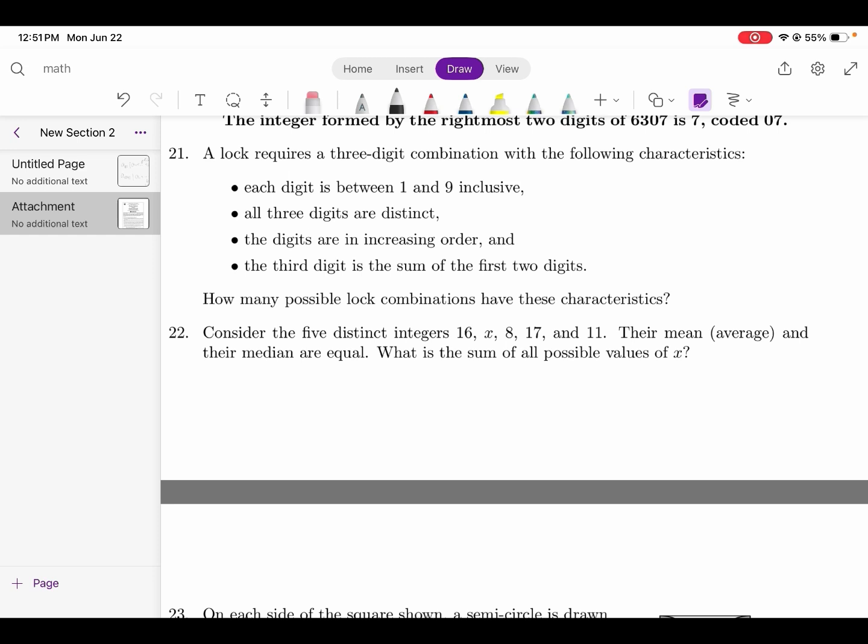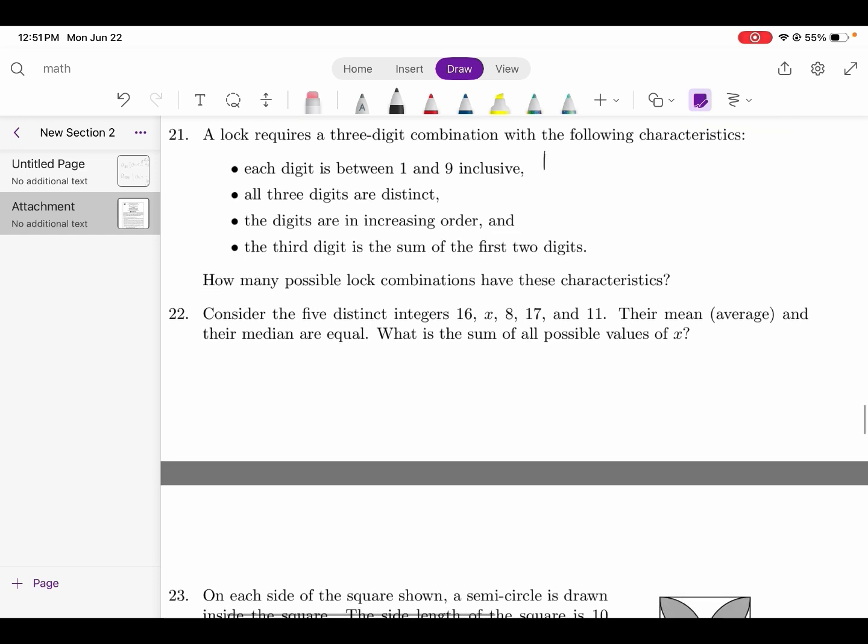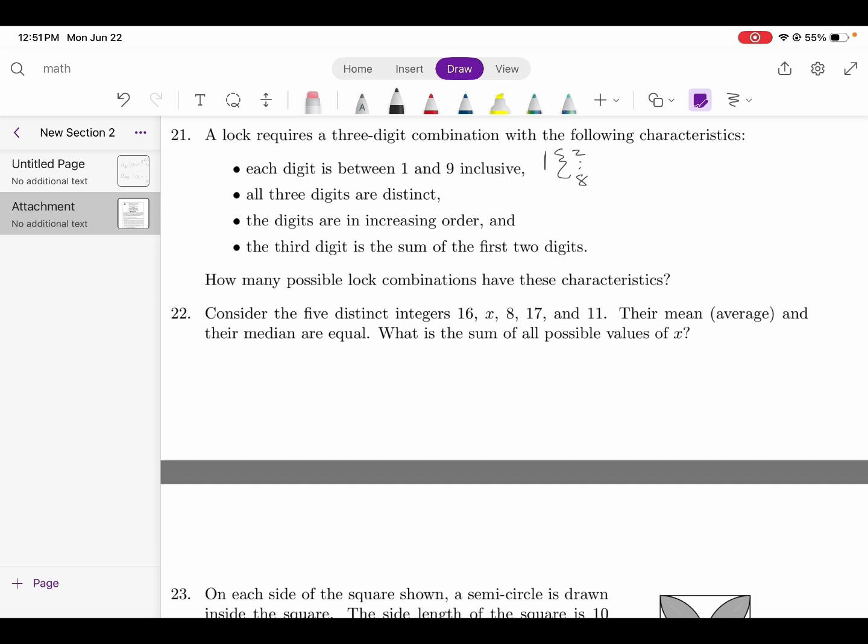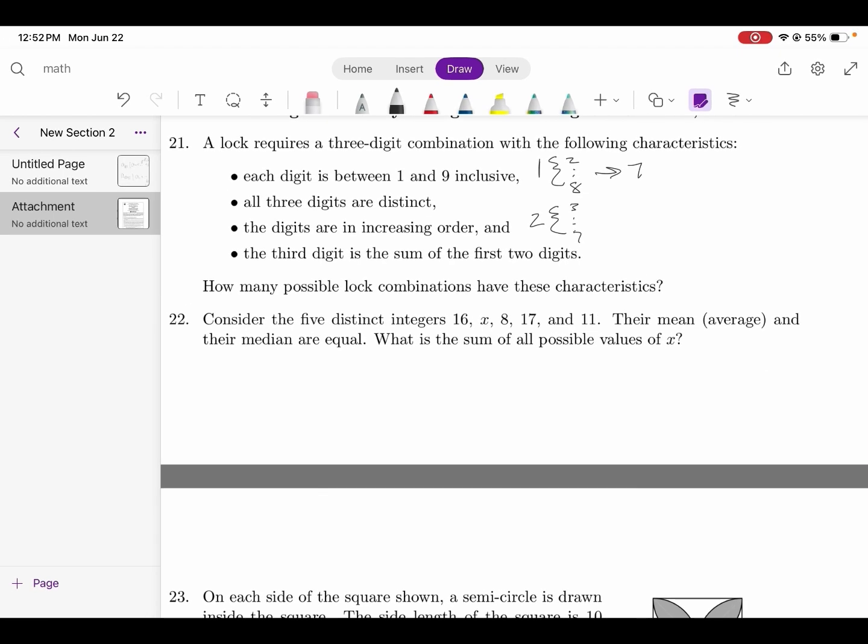So for question 21, a lock has these characteristics, and how many possible lock combinations are there? So you see that if the first digit is 1, then the next digit could be 2 all the way to 8, right? And then you would have a possible third digit, which is 3 all the way to 9. And so there are 7 possible combinations with first digit 1. And then for 2, you have 3 all the way to 7, because the second and first can't be equal, and 2 plus 7 is equal to 9. So then there's 5 combinations.